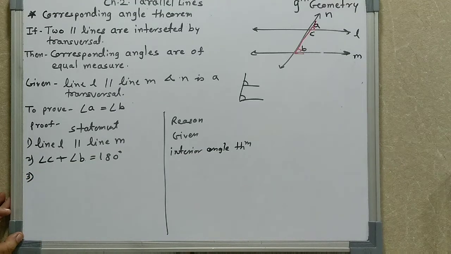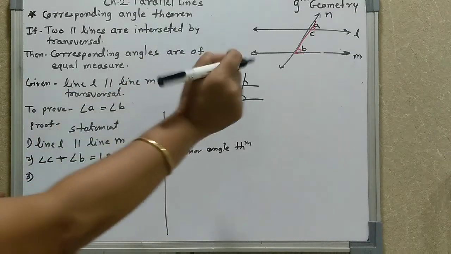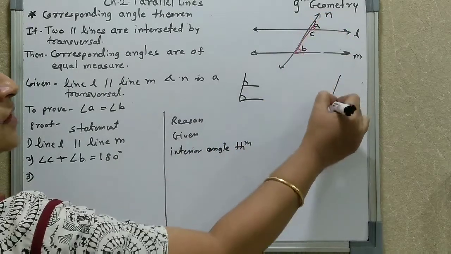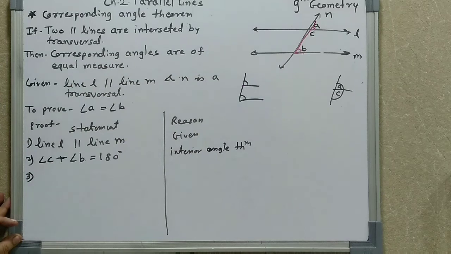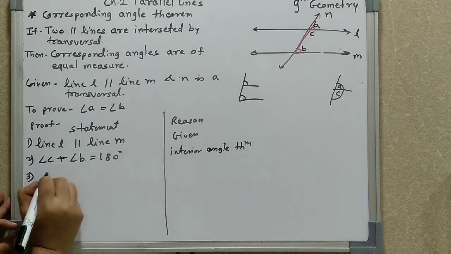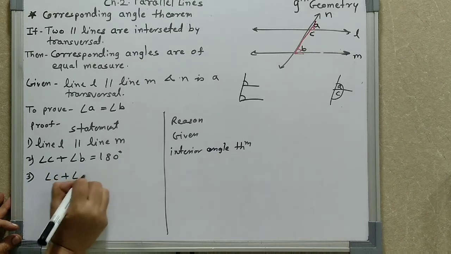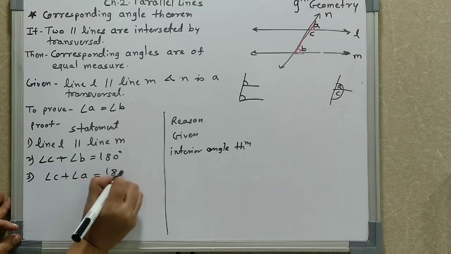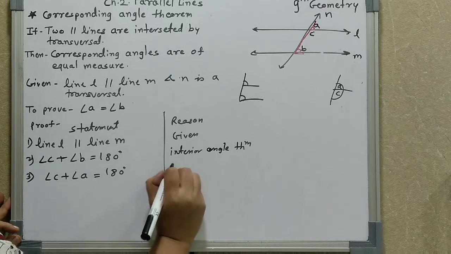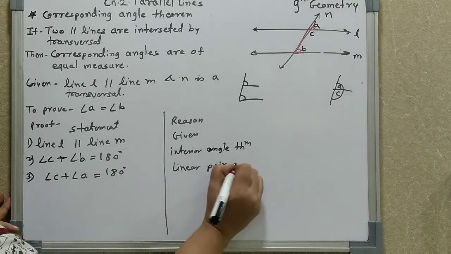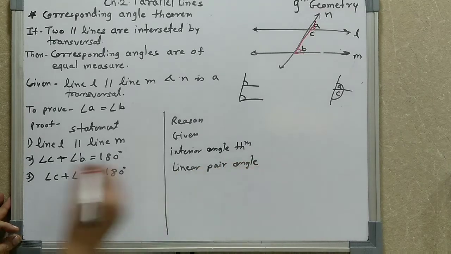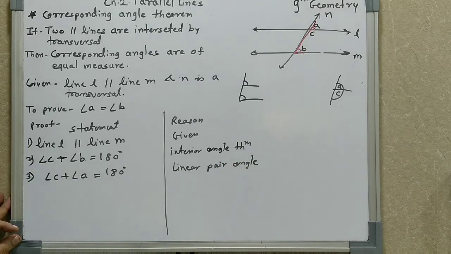Now what is our third statement? Which are the linear pair in this diagram? Here see here. These are the linear pair, angle A and C. So the addition of these becomes 180. So right here third statement, that is angle C plus angle A is equal to 180 degrees. Write reason, linear pair angle. Okay. So this is our second statement. This is our third statement.